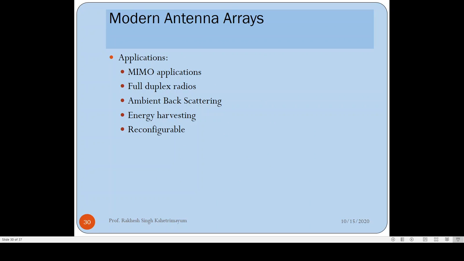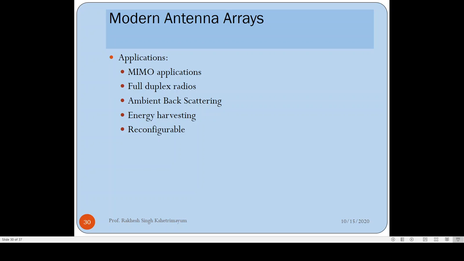So nowadays there are many antenna arrays depending on the application. You will have MIMO antenna arrays, full duplex antenna arrays, ambient backscattering antenna arrays, energy harvesting antenna arrays, reconfigurable antenna arrays, and you can think of many other uses of antenna arrays. So the point is that when you consider an antenna array for one particular application, the pattern multiplication principle is not everything. Other parameters come into the picture for different applications.